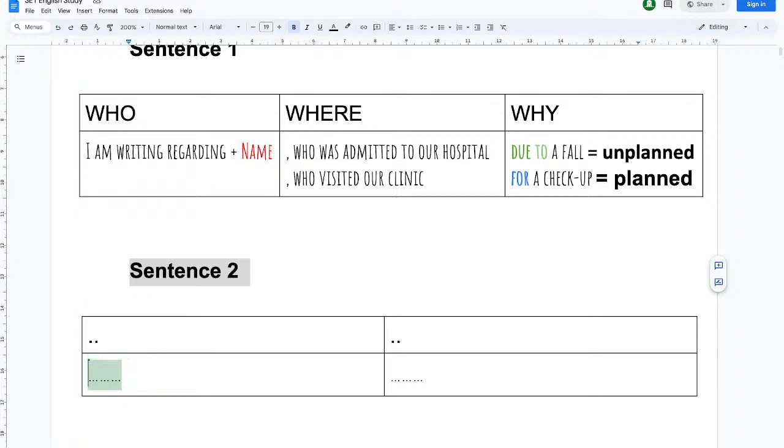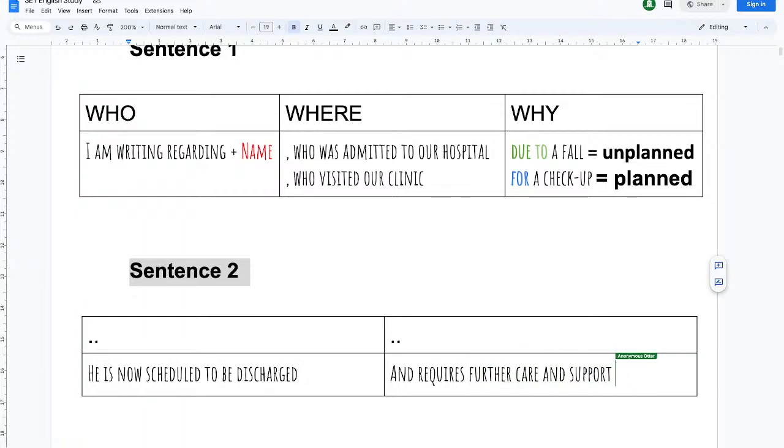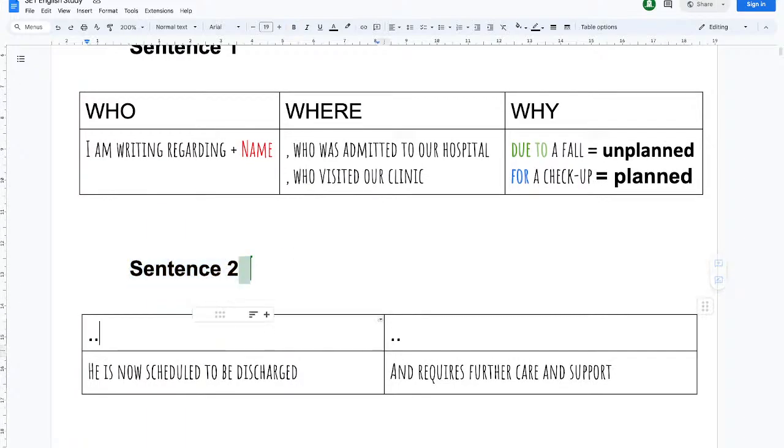They say, I'm writing regarding Mr. Jones, who was admitted to a hospital due to a fall. Okay, so he is now scheduled to be discharged and requires further care and support. So this is an example of the sentence 2 that I always teach, but I want to ask you guys, what is happening? What is it?